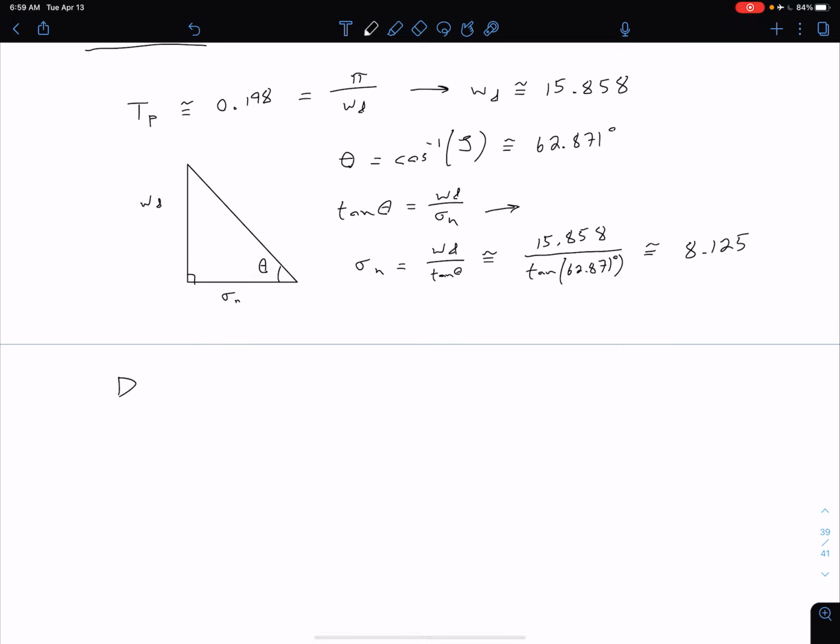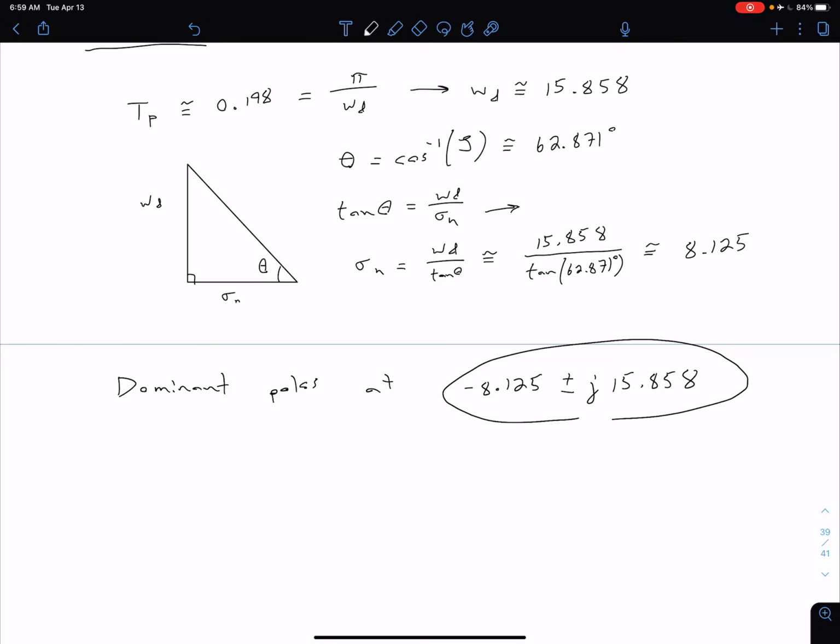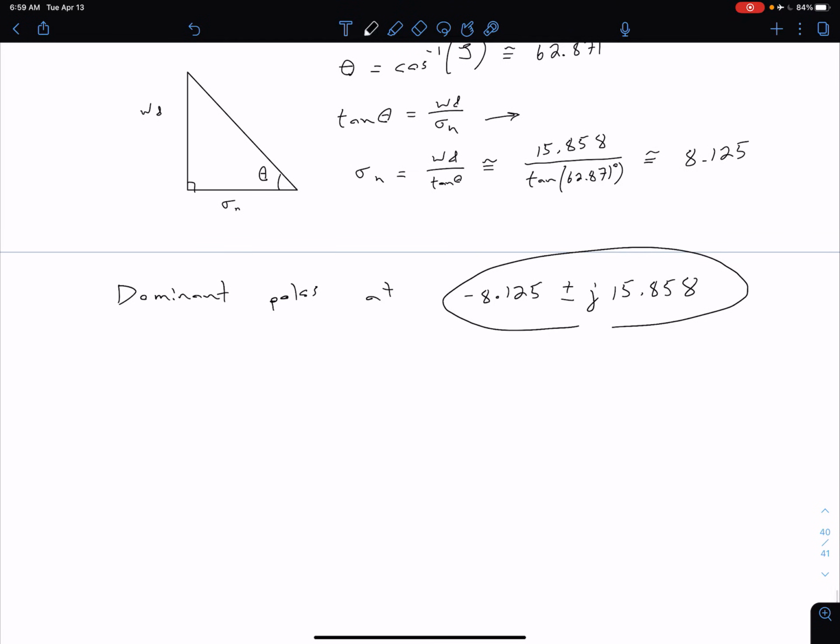So what that means is our desired new dominant poles are going to be at, so we have our real part is going to be negative 8.125, and now we have plus or minus j times that imaginary part, which was 15.858. Okay, so now we know where we want to be in terms of our pole location, but our root locus doesn't go through that point. So in order to make it go through that point, we know from our PD design we need to add a compensator 0.